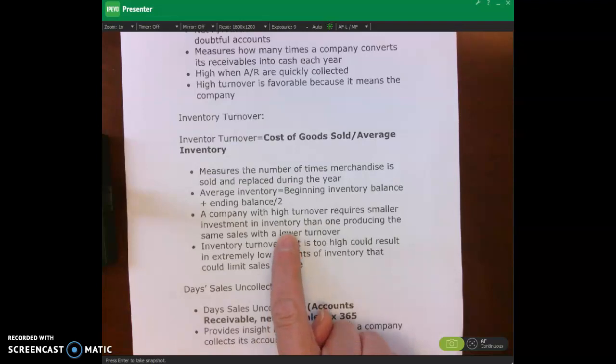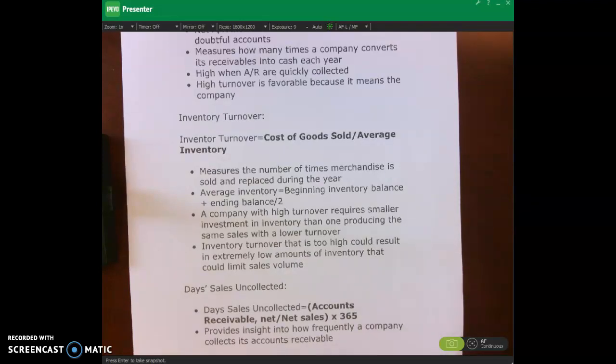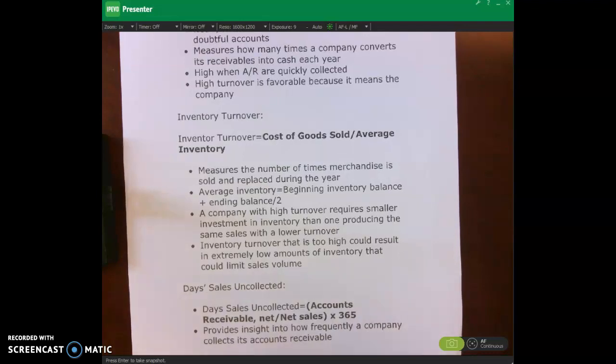Now, this is important, right? Because holding a lot of inventory can be costly. There are inventory holding costs. You might have to, for example, have a bigger warehouse to hold all your inventory. You might have to pay for more insurance on all your inventory. You might have to hire more security guards to watch over all your inventory. So what you want to do is to minimize your inventory holding costs.